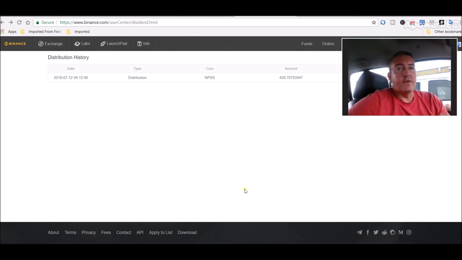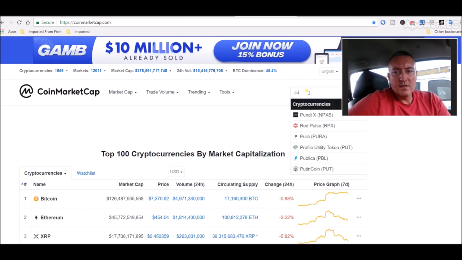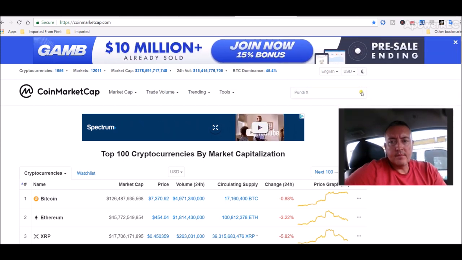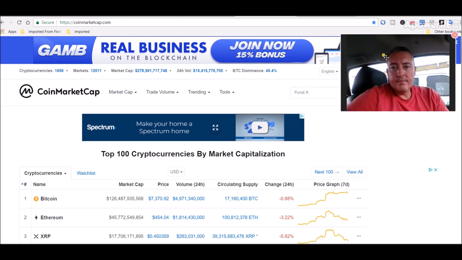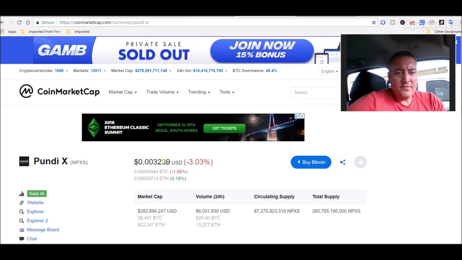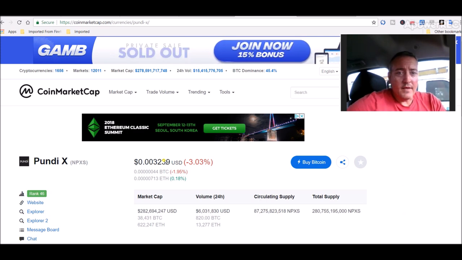So with that, for the rest of this year, we got roughly another 5 months of airdrops. I should get over 2,000 more coins. The only problem is Pundi X is about half a penny. We can check that real quick. Alright, so as you can see, Pundi X is trading for less than half of one penny. So I'm not going to make a killing on this, but 2,000 coins over the next 5 months for free, for just investing in it, is not a bad return.